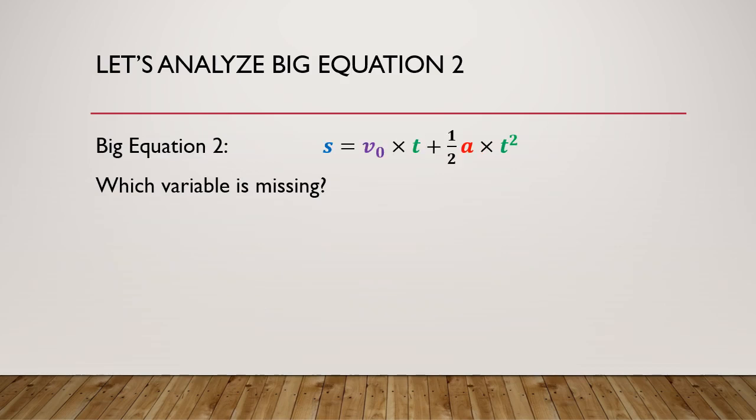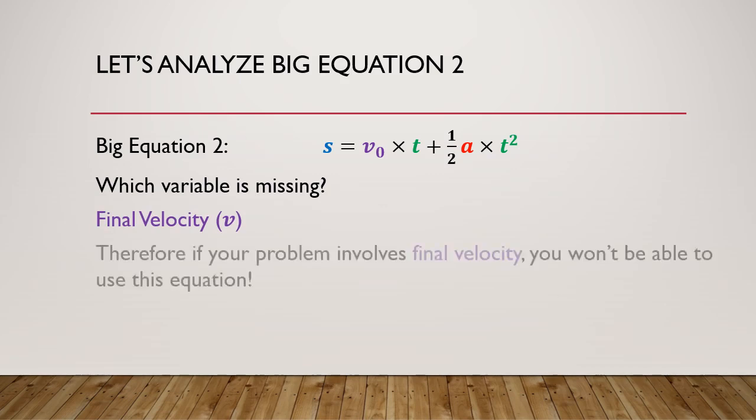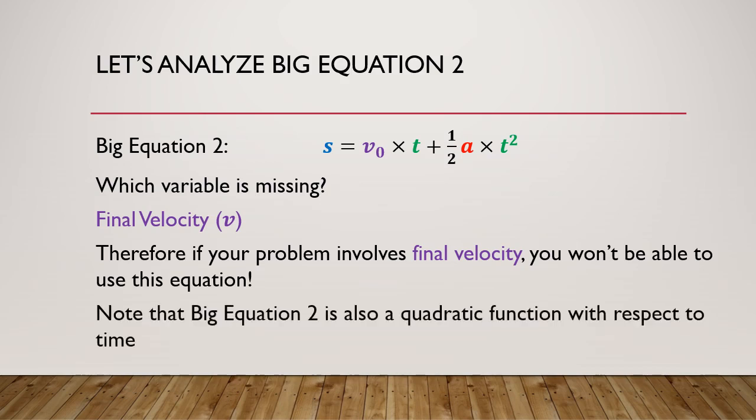Okay, now let's analyze big equation 2. Big equation 2 says that displacement is equal to the initial velocity multiplied by time plus half of the acceleration multiplied by the square of the time interval. So what variable is missing? Just the final velocity. So if your problem has final velocity in it, you won't be able to use this equation. Also of interesting note is that big equation 2 is a quadratic equation with respect to time.